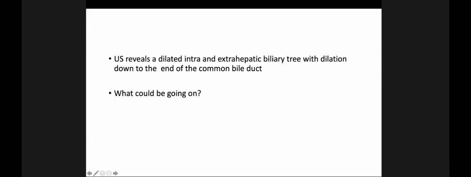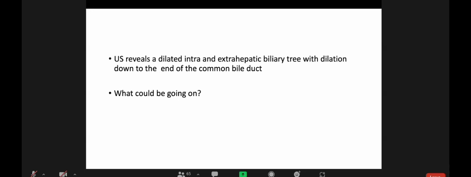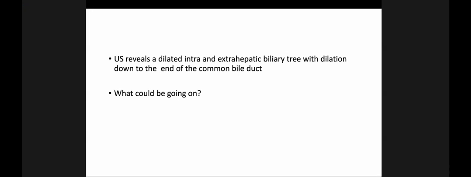According to this, there's an obstruction at the distal end of the common bile duct, because everything more proximal to it has gotten dilated. So based on that, I would say something in that region, say a carcinoma of the head of the pancreas or something like that, is more likely than a cholangiocarcinoma, something higher up. It could also be that a gallstone has gotten stuck somewhere further down.